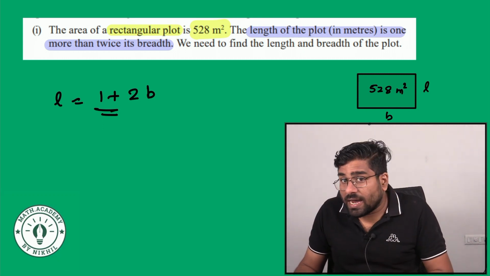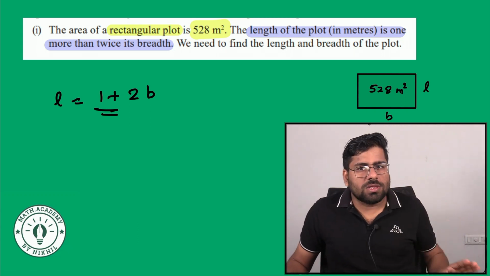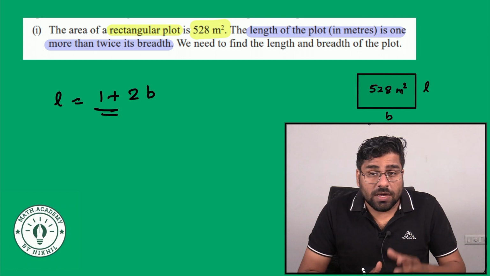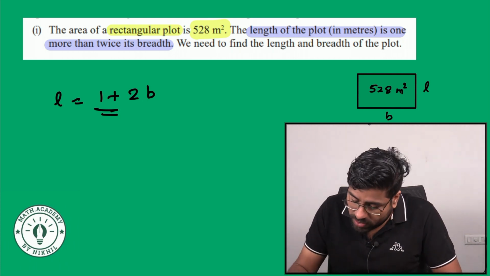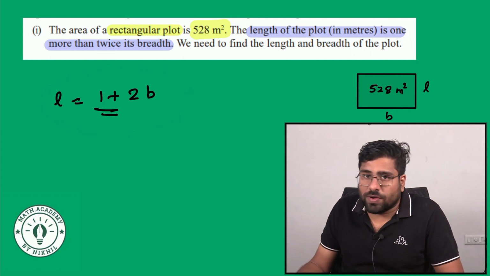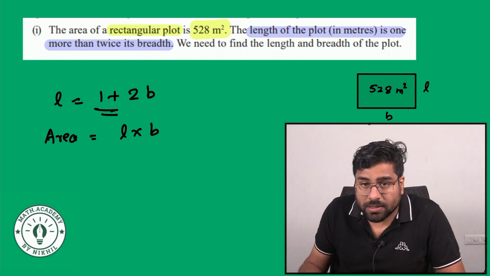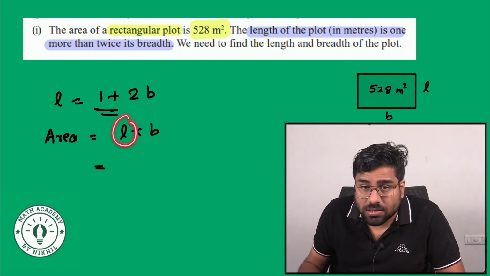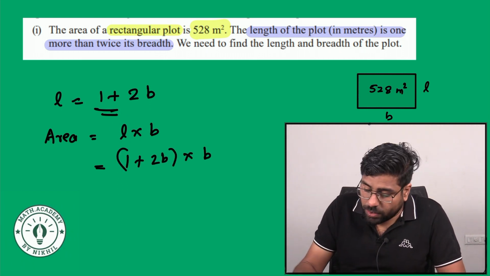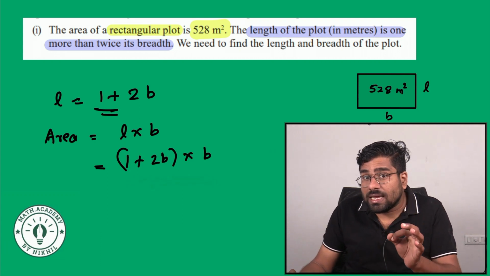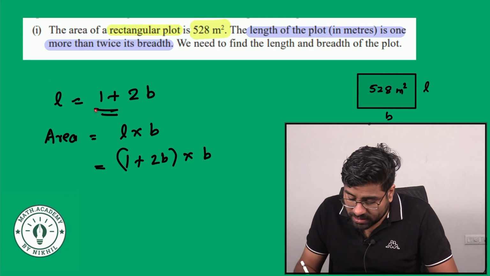Now let's give you an insight into how to convert it into a quadratic equation. We know that in a quadratic equation, we should have only one variable. So which one am I going to convert into the variable? You know that area is equal to length into breadth. Now you know the equation for length: length is equal to one more than twice its breadth, into b. Now you can see that this is automatically getting converted into a quadratic equation. Why? Because I know length in terms of breadth.